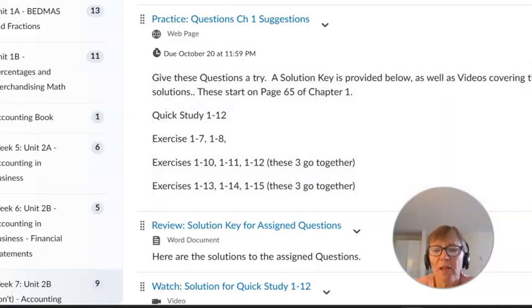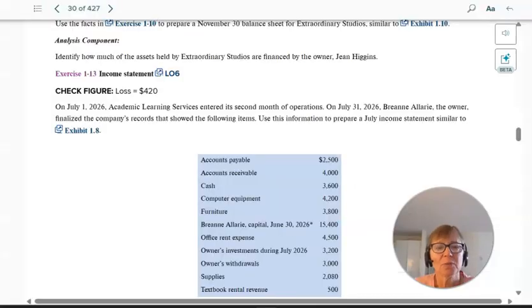Hi everyone. Okay, so the last set of exercises, exercise 13, 14, and 15. Again, these go together as an income statement, statement of equity, and the balance sheet. Okay, so this one is a little bit more complicated.